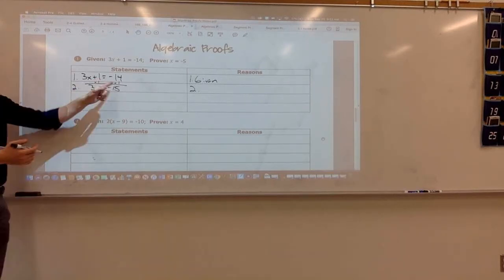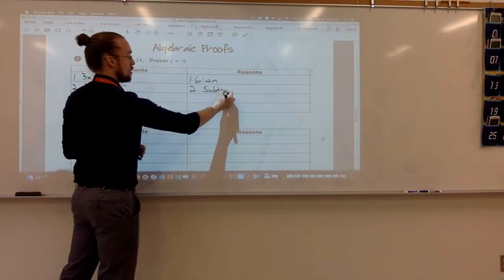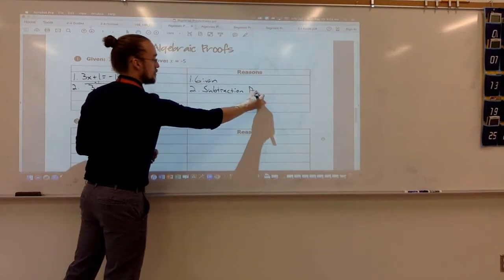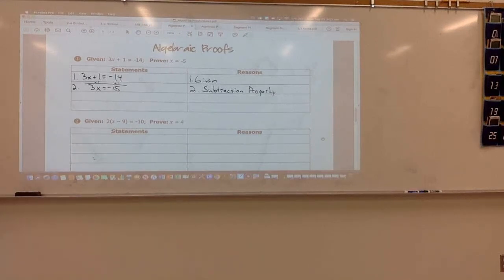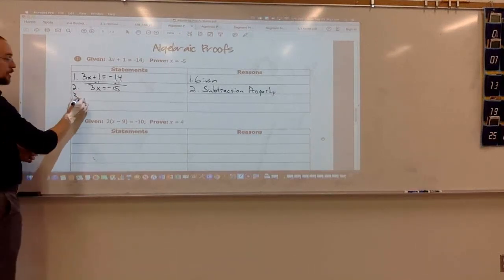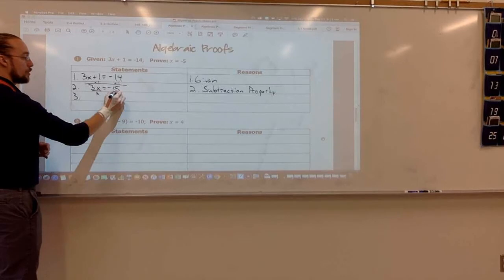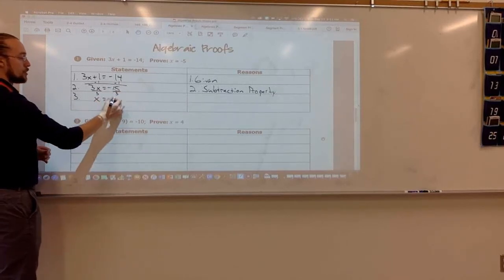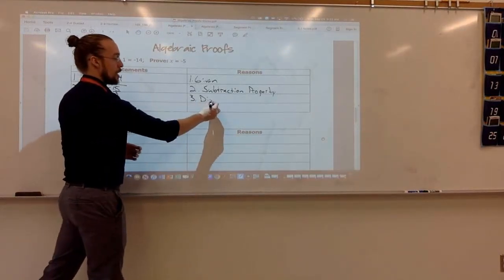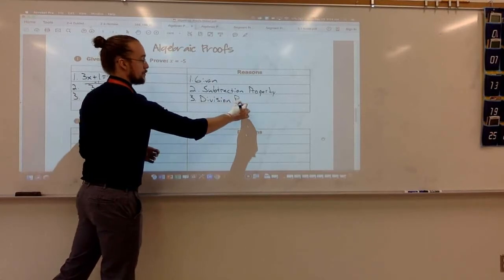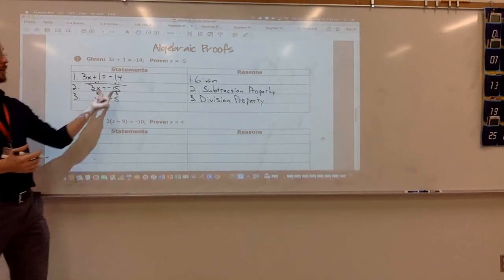So my reason is going to be subtraction property, right? I subtracted 1 from both sides. So now, what would be my next step? Divide both sides by 3. And we end up with x equals -5. So my reason, division property. And we're done, right? We proved what we want to prove.